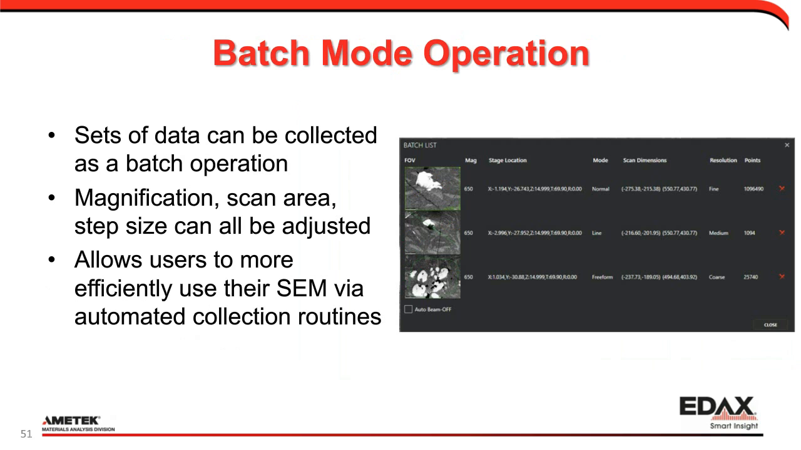Now, of course, if we have a nice fast camera like that and a fast indexing engine, we have features now within APEX that take advantage of this. One of them is batch mode operation. With batch mode, we can collect sets of data that are predefined. In this case, this is showing 3 different scans where we can change the magnification, the scan area, and the step size. We can do line scans, freeform scans, and combo scans as a batch scan, and then these can all be run as a batch, as a set.